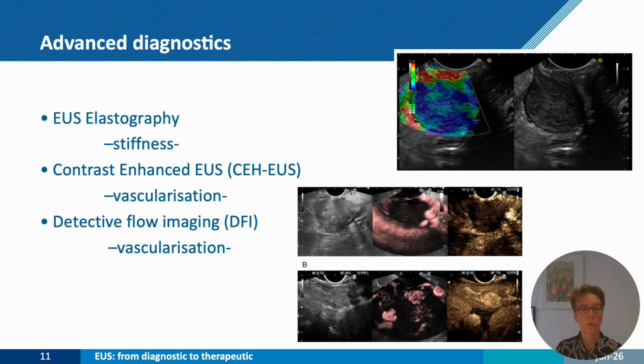Then you can also use contrast enhancement. For that you give microbubbles, for example SonoVue, and that will show you where the vascularization is and if a lesion is, for example, highly vascularized. And nowadays we have this integrated in the EUS scope, and then it's called DFI, and it's also telling you if a lesion is vascularized or not.